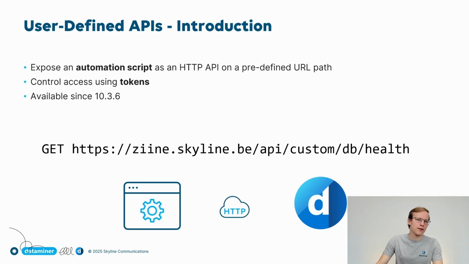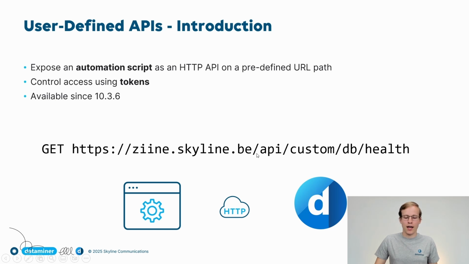So, what is a user-defined API? A user-defined API is actually an automation script which is exposed as an HTTP API, and that's on a predefined URL. So you can see a little example here of a GET request where you can see the hostname z.skyline.be.